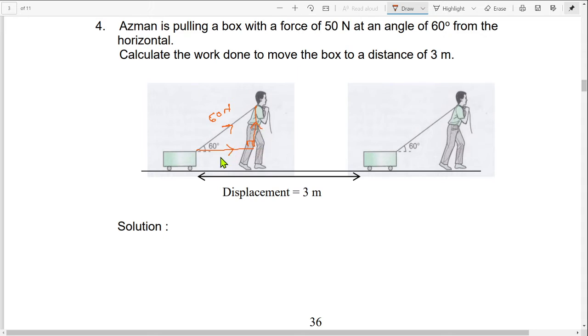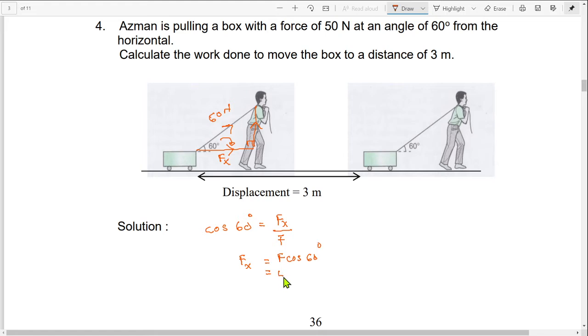Alright, so here is my F sub x, which is parallel to my displacement. So the angle and F sub x are adjacent. If they are adjacent, we are going to use cos. So cos of 60 degrees equals F sub x divided by the hypotenuse, that will be F. Therefore, F sub x equals F multiplied by cos 60.